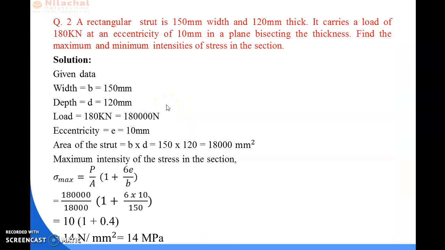So this is all about the stress distribution, or intensity of stress, in the case of a column section.